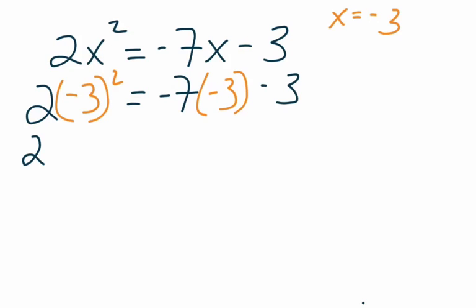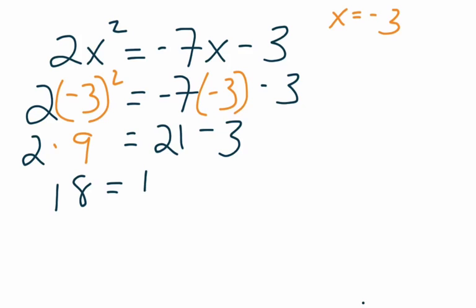Sorry, -3 squared is 9. And then this would be +21. 2 times 9 is 18, and 21 minus 3 is 18, and we get our true statement. I would not recommend going through the check frequently because it can be kind of nasty. Let me look at the other one. I don't know if I can talk and check at the same time, but we'll see what I can do.